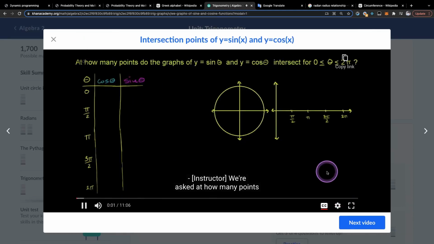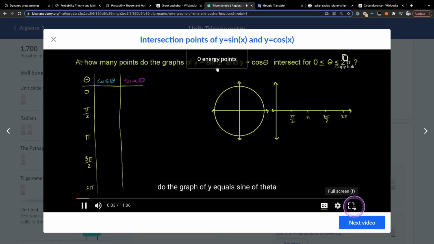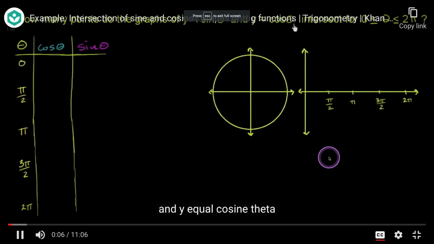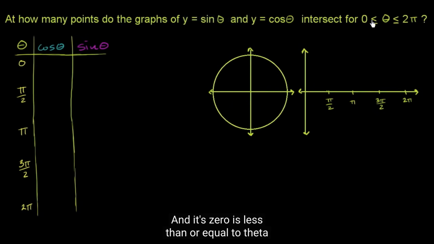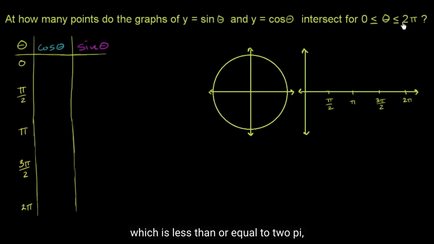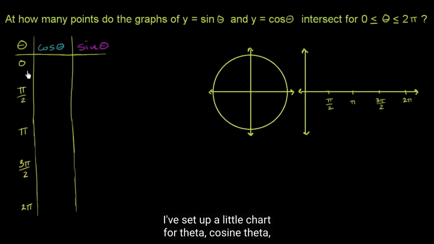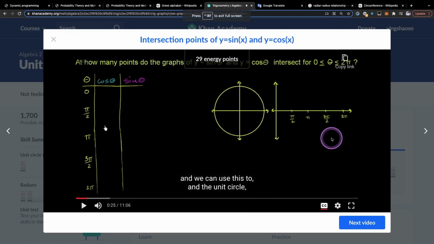We're asked, at how many points do the graphs of y equals sine of theta and y equals cosine of theta intersect for theta between 0 and 2 pi? And it's 0 is less than or equal to theta, which is less than or equal to 2 pi. So we're going to include 0 and 2 pi in the possible values for theta. So to do this, I've set up a little chart for theta, cosine theta, and sine theta. It's probably at pi over 4.